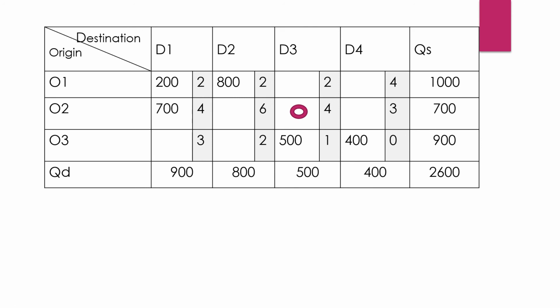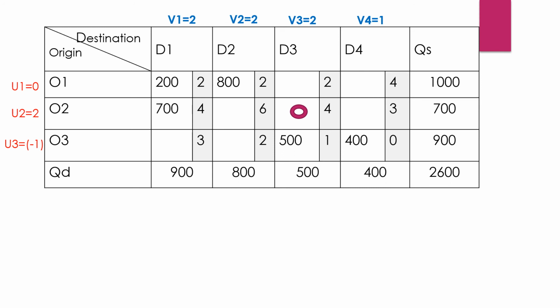Now the next step is we have to find the U values and V values for this particular answer. I already mentioned that U value is 0 for the first row. If U value is 0, to arrive at 2, we have to add another 2 for V1. Then, if U1 is 0, to arrive at 2 in O1 D2, we have to add another 2 for V2 cell.